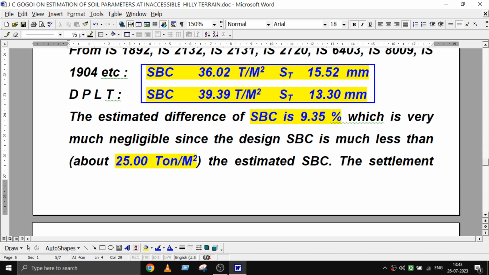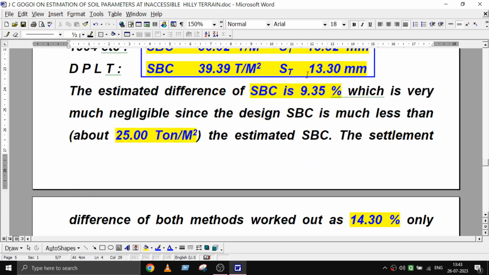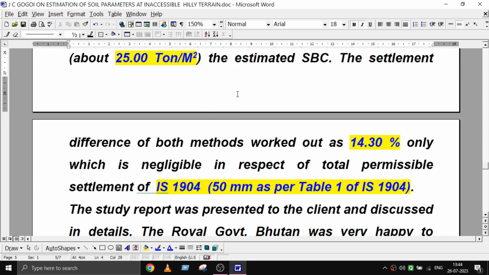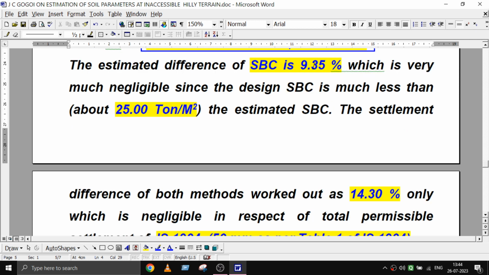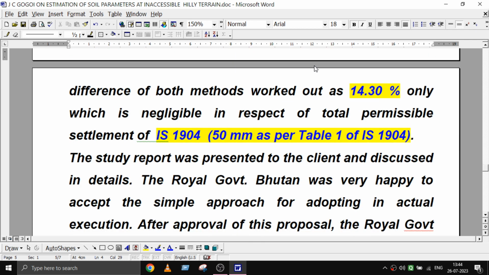Let us consider 100% extra. Then also it is 26.6, which is even less than 50. So, in all respects, this method is suitable. The PLT method is suitable and efficient for our design purpose. This test has a lot of other benefits.